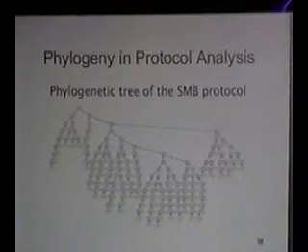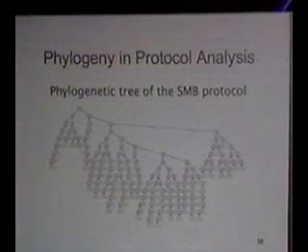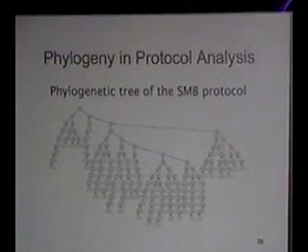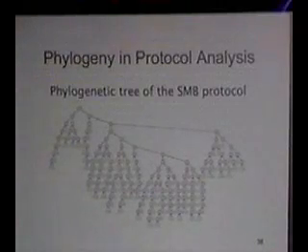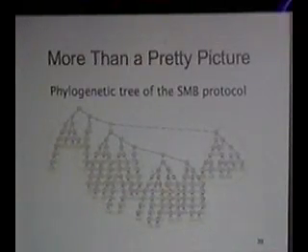So here is a phylogenetic tree of the SMB protocol. This is just doing null sessions and stuff like that. As you can see, there's actually a pretty large disparity between the different types of packets. The edge length signifies the distance. So it's more than a pretty picture.